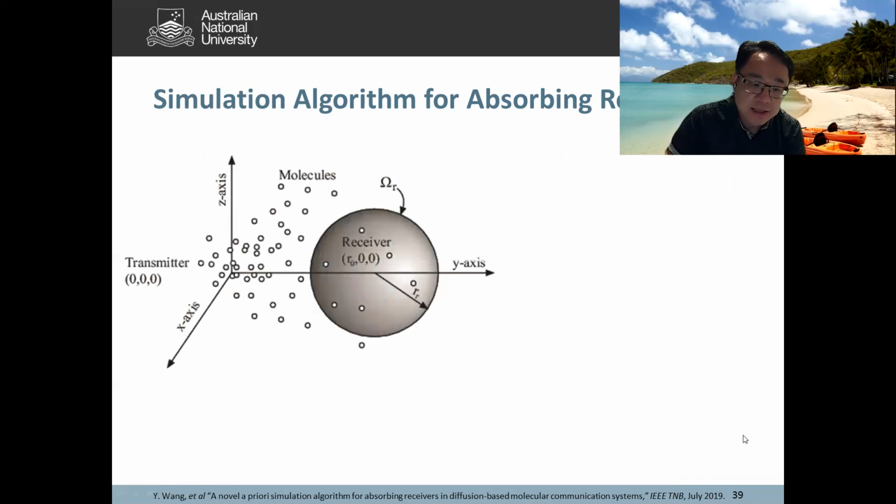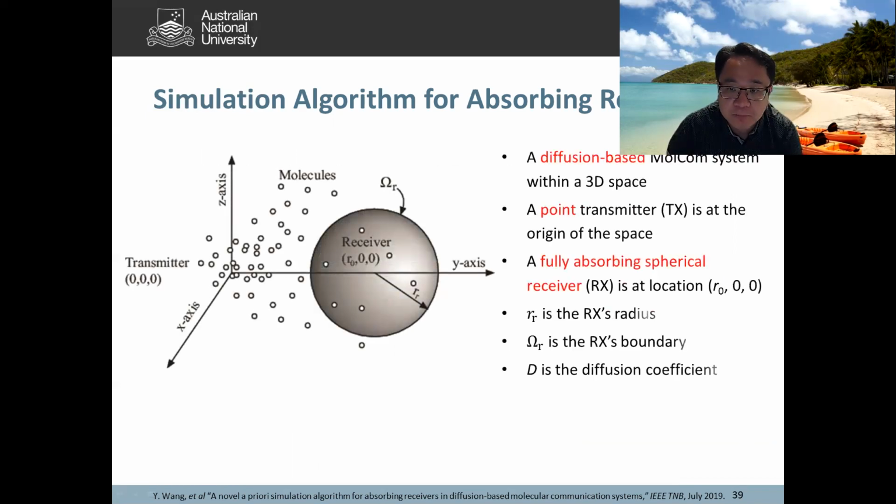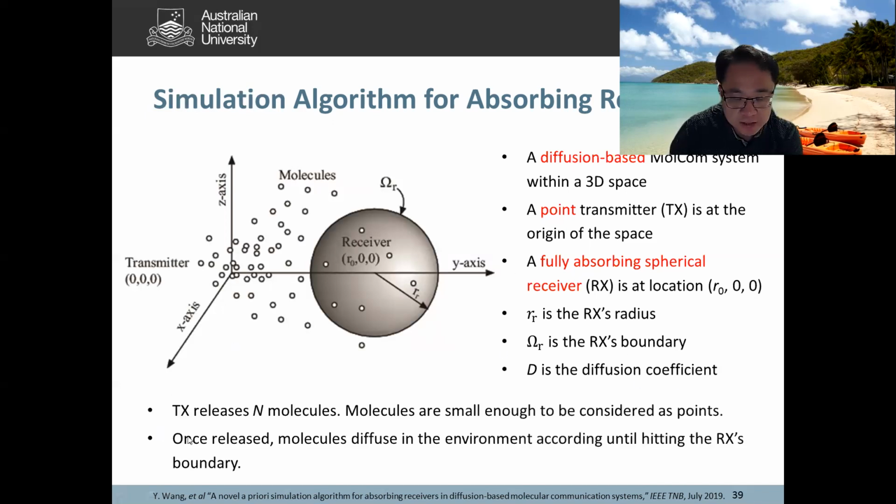In this work, we can see the 3D model, and in this 3D space, there is a diffusion-based molecular communication system. We can see the point transmitter, and then we can see a fully absorbing spherical receiver. We also define the radius R, the receiver's boundary as omega R, and D is the diffusion coefficient. We assume the transmitter releases N molecules. Once these molecules are released, they diffuse in the environment until they hit the receiver's boundary.